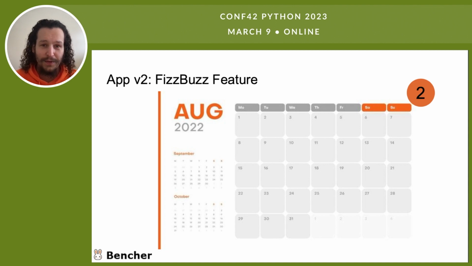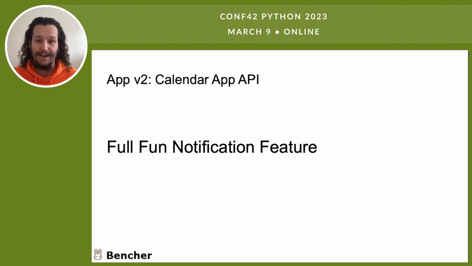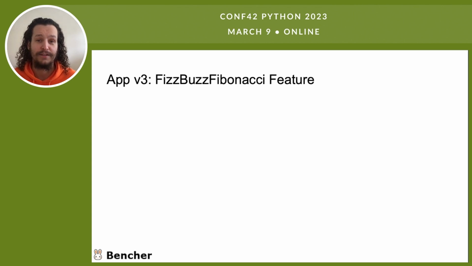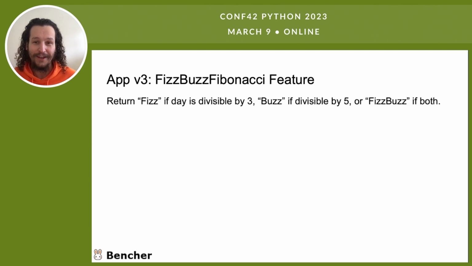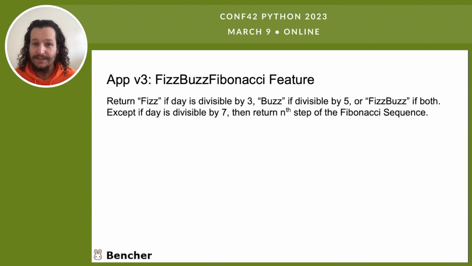And so I've got version 2 out, and things are going great, and they love it so much. I'm like, hey, you know what? I think I'm going to add something else to it. And I do my full desired implementation of the fun notification feature, right? Which I call FizzBuzzFibonacci. So FizzBuzzFibonacci, though quite a mouthful, starts the same as the good old FizzBuzz feature, with the 3, the 5, or both, except if the day is divisible by 7. Then it returns the nth step of the Fibonacci sequence.